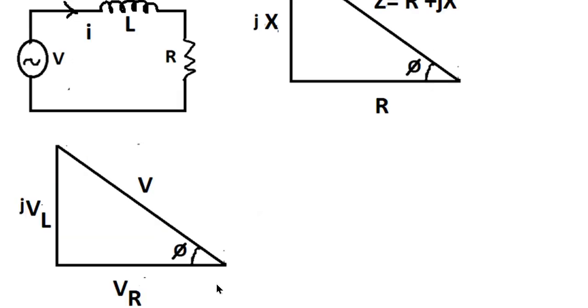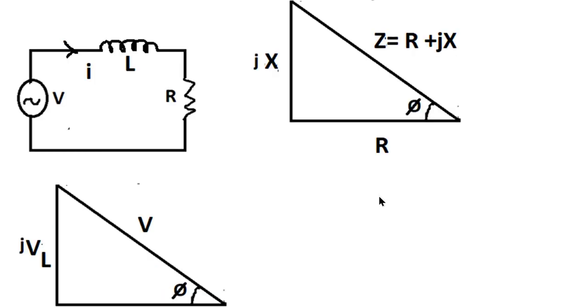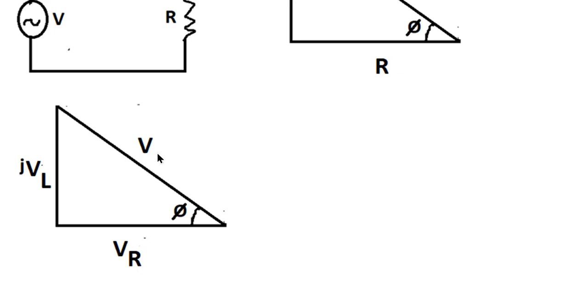The angle between the applied voltage and VR is called the phase angle, or power factor angle. Similarly, in the impedance triangle also, the angle between Z and the R vector is called the phase angle, that is, the power factor angle.